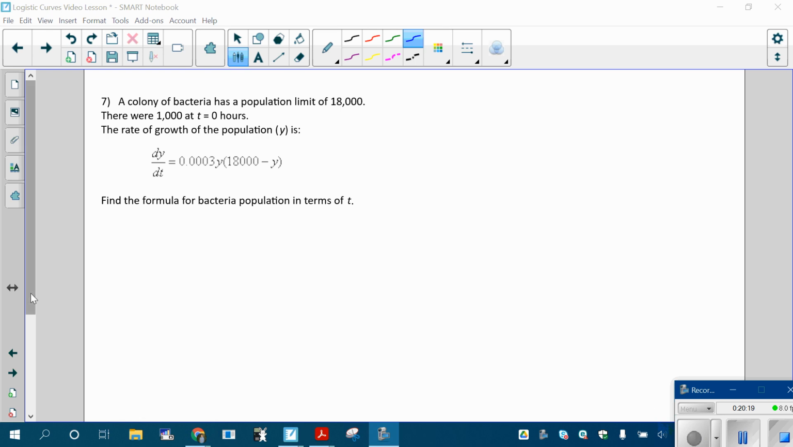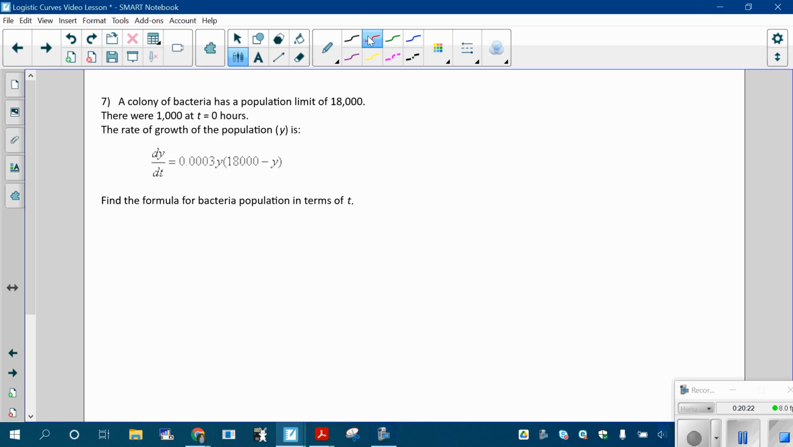Okay, one more problem here we're going to do together. And again, this is just slightly different. It says a colony of bacteria has a population limit or carrying capacity of 18,000. At time 0, there were 1,000. The growth is modeled by this. Find a formula for the number of bacteria. You need to look at this differential equation and think, this looks logistic. Note that the logistic thing has to be factored, and there's a ky.